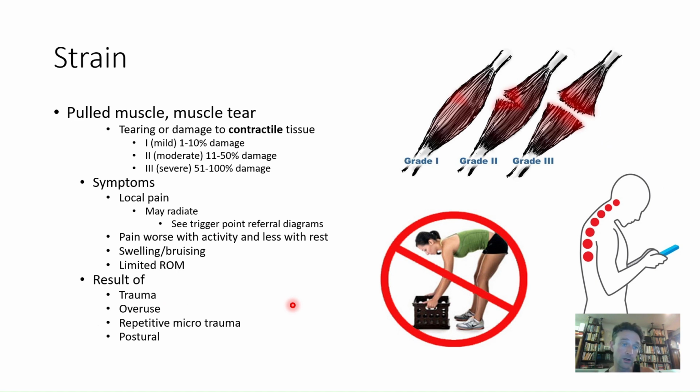Other ones are repetitive microtraumas or postural, which is ultimately going to be similar to like an overuse. That's not a good overuse. This is postural. I don't know why I said that was overuse. Overuse would be like going to the gym and working out too much, doing too much work and something like that. So those would be largely strains.